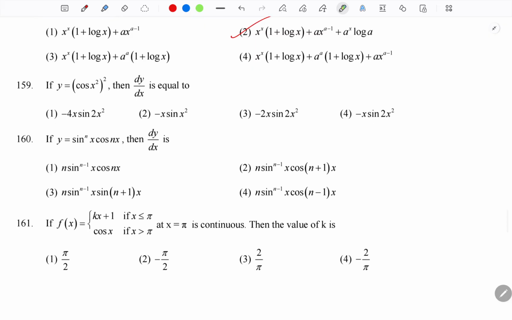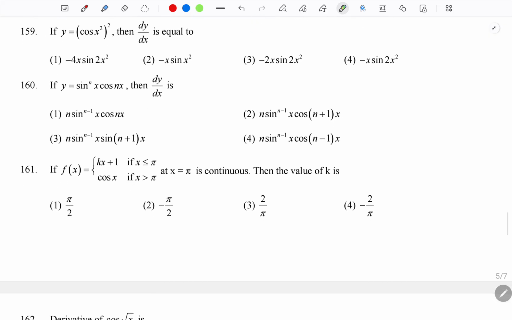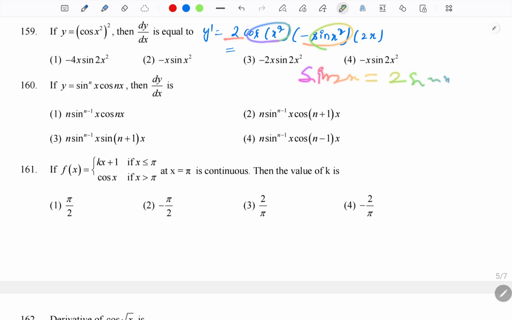Next one, it's very simple, right? If I take the power rule, then what is 2 times? Write down y dash equal to 2 times cos of x square. Now take the derivative of the cos function. What is the derivative of cos? Minus sine, times minus sine of x square. Is it x? No, the internal derivative should be 2x. So if I put all these things together, what is your observation? 2 sine x cos x. What is the formula? Sine 2x, right? What is sine 2x? 2 sine x cos x. I will apply this formula.